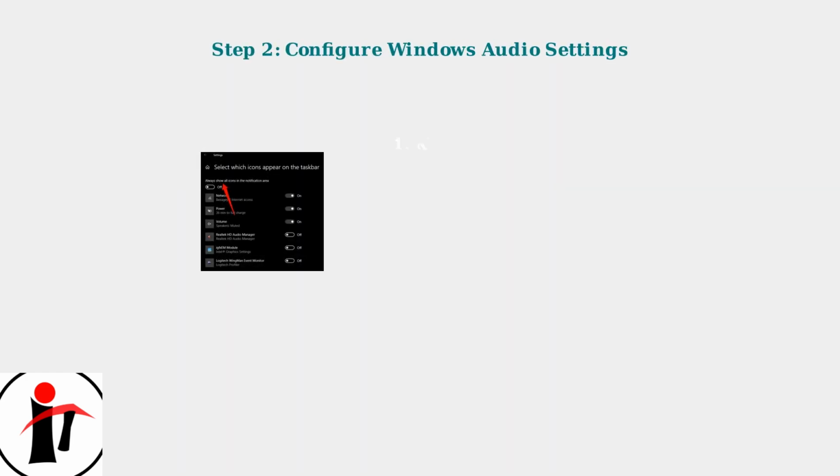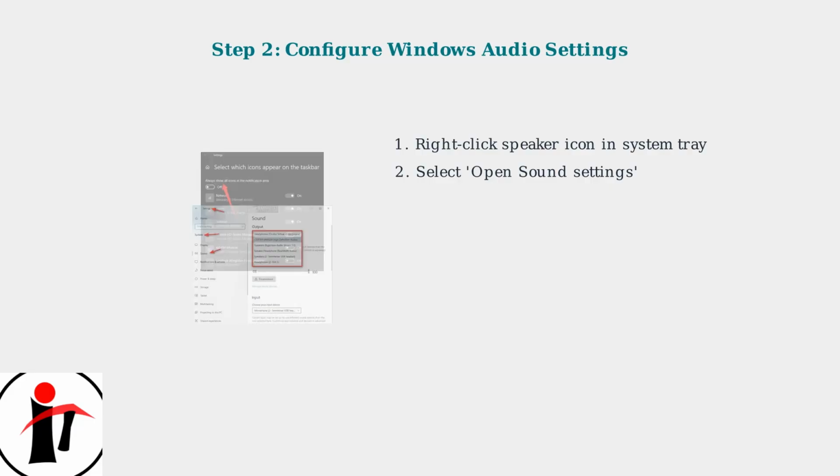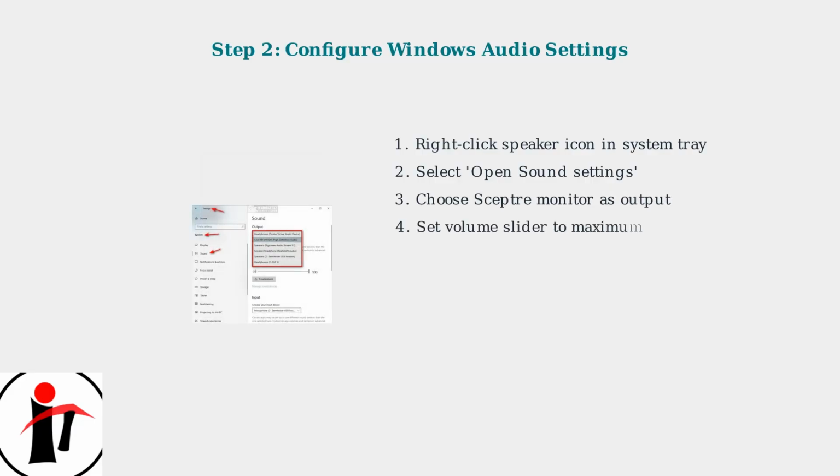Next, configure your Windows audio settings. Start by right-clicking the speaker icon in your system tray and selecting Open Sound Settings. In the sound settings, ensure your Sceptre monitor is selected as the output device and adjust the volume slider to its maximum setting. Here's your initial check summary.